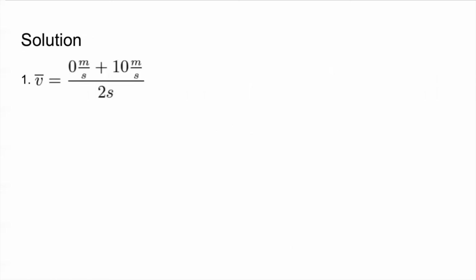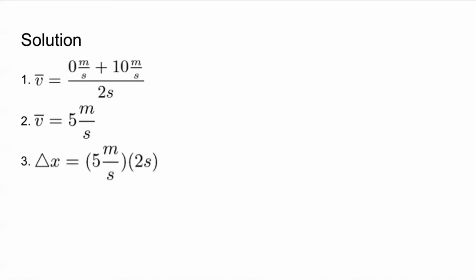So using the second kinematic equation, we'll get that the average velocity is 5 meters per second, and we haven't solved for displacement yet. So now we need to use the first kinematic equation. So the displacement is 5 times 2, and that is 10 meters.